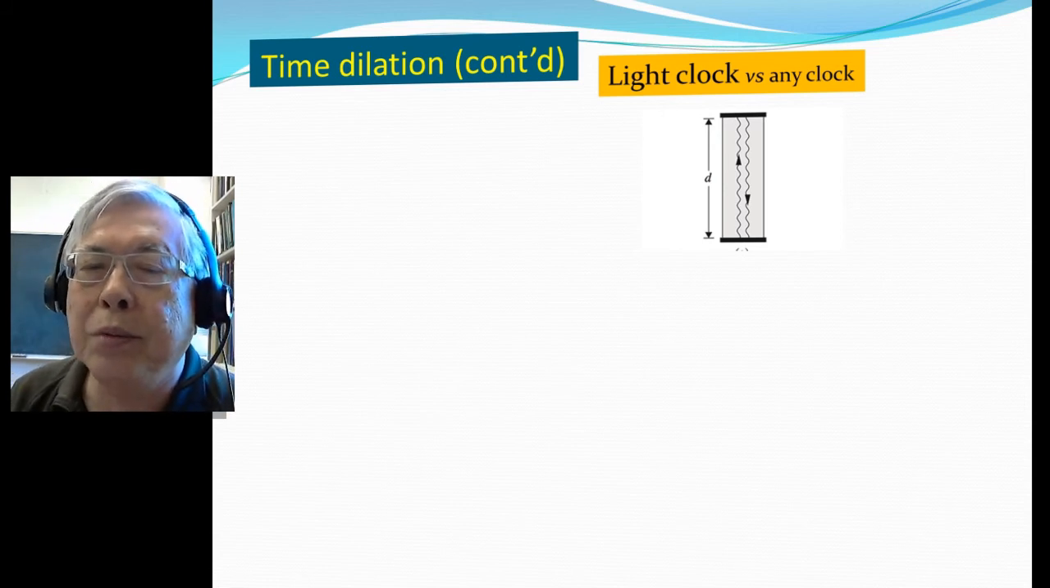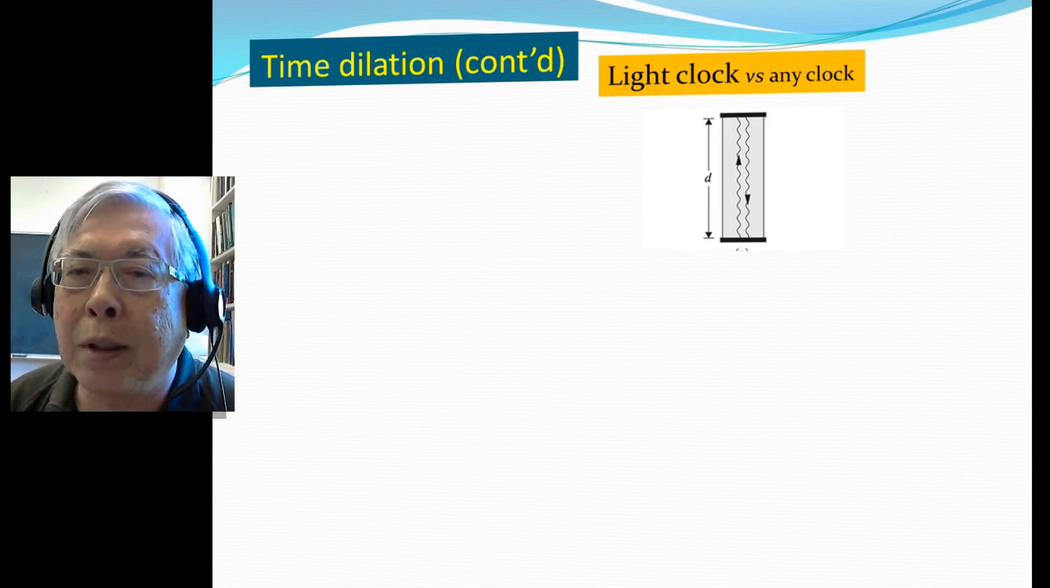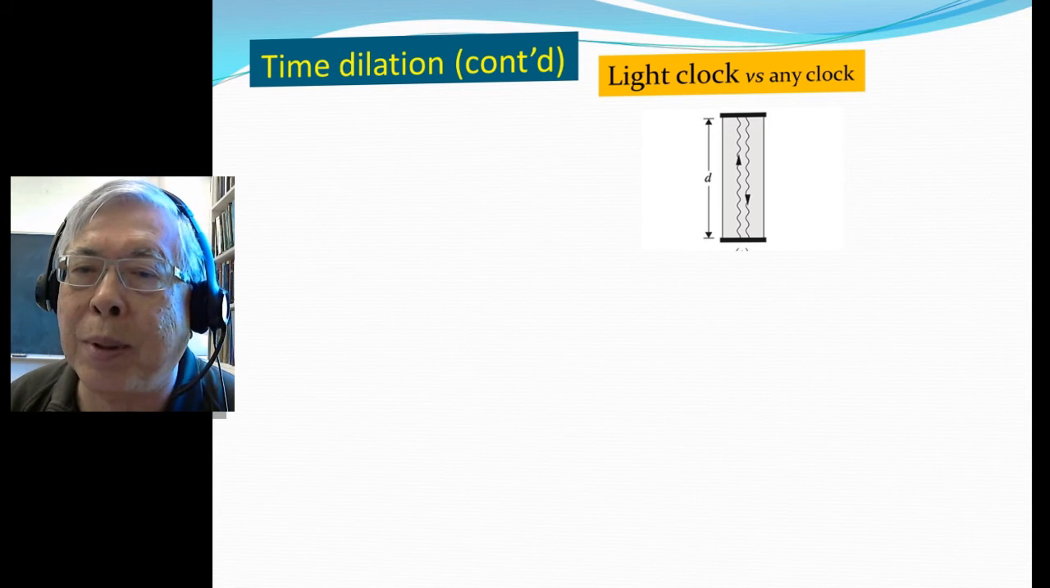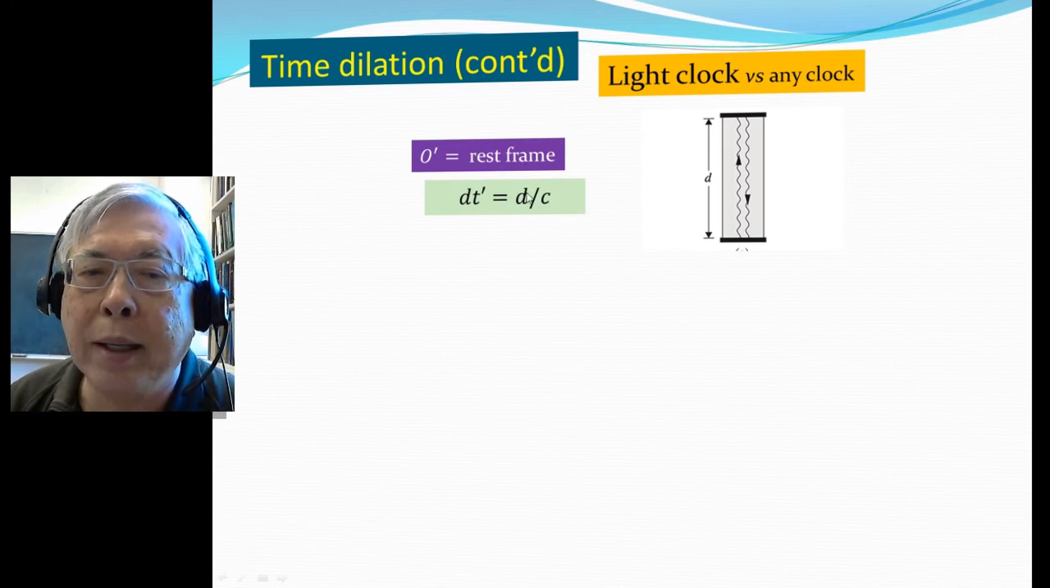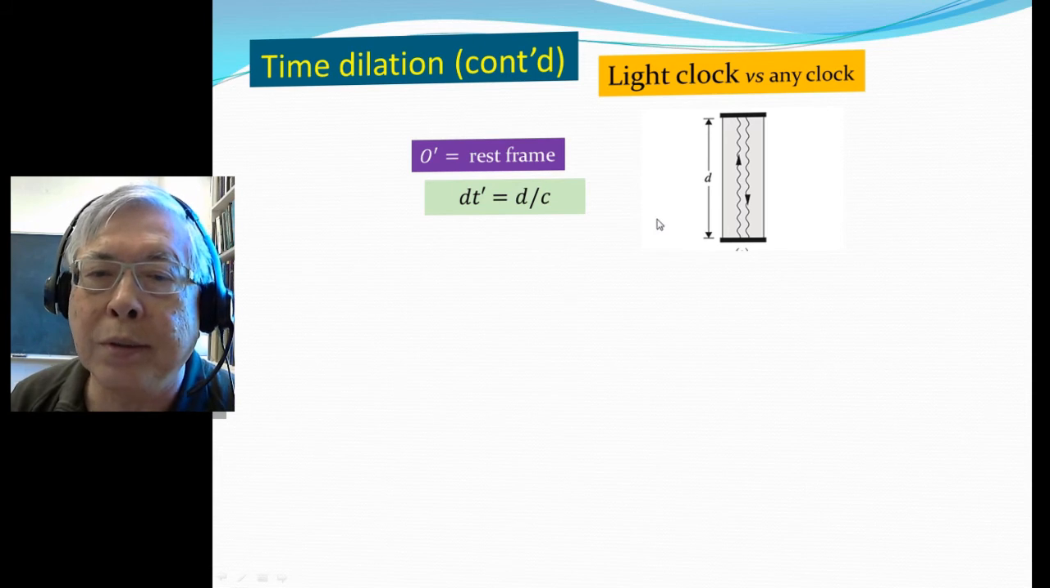In fact, you will see that's why light signals are so important to use for talking about special relativity, because they directly connect to the basic postulates. So in the rest frame, O prime, the distance traveled divided by c gives you dt prime. That's the time it takes bouncing from one side to the other.